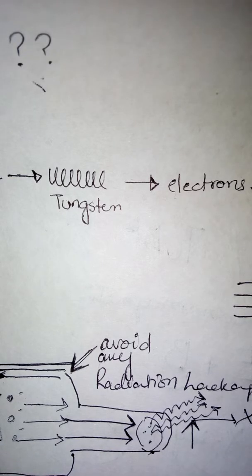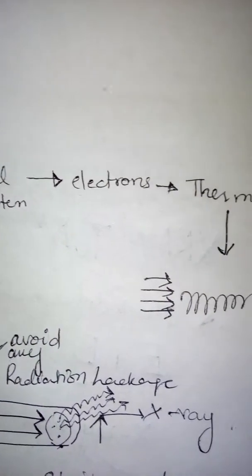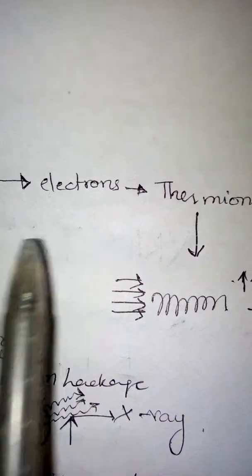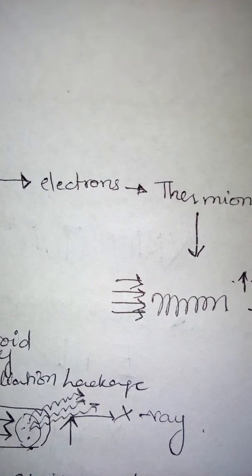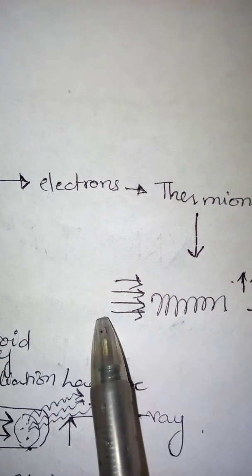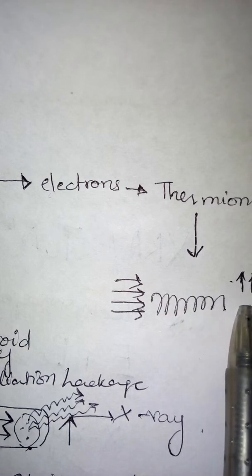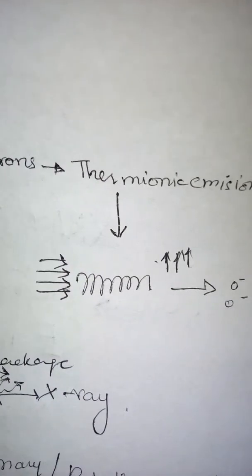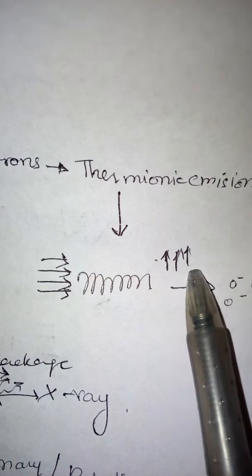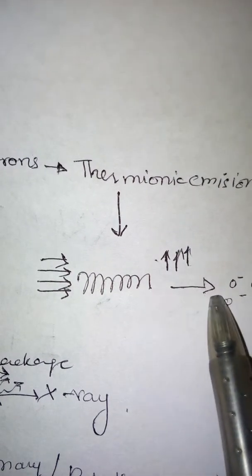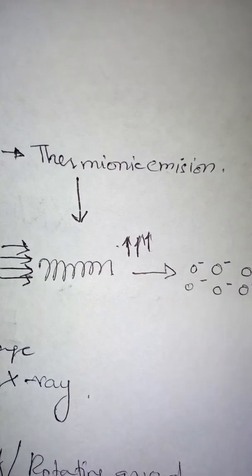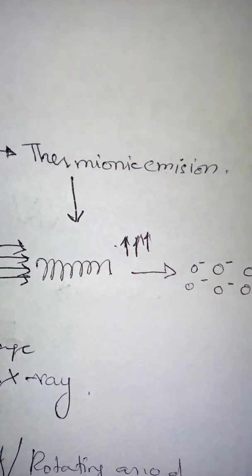Basically, a process known as thermionic emission produces electrons in the cathode. In thermionic emission, on giving current to the tungsten filament of the X-ray tube, the temperature rises. This rise in temperature causes the release of a high energy cascade of electrons.